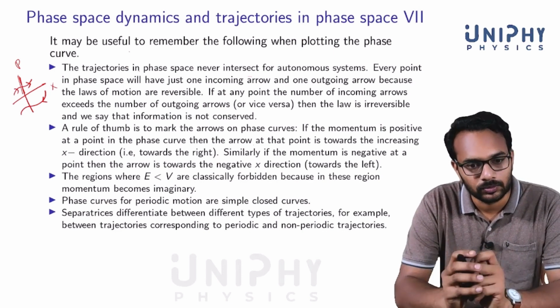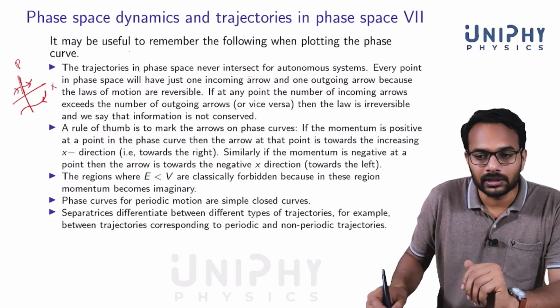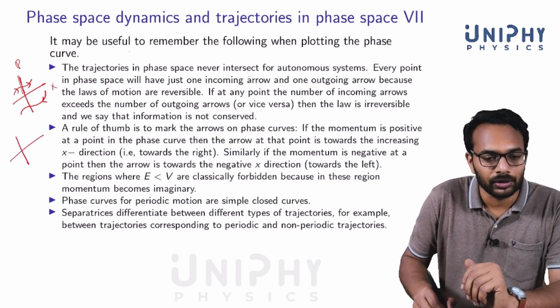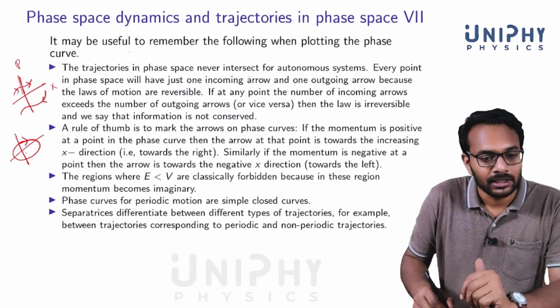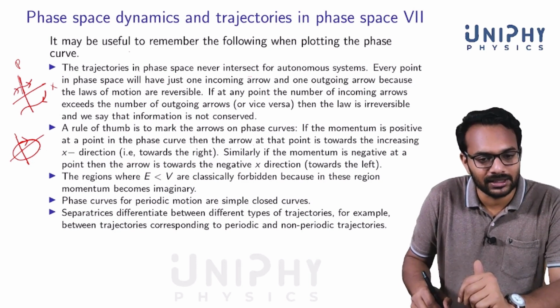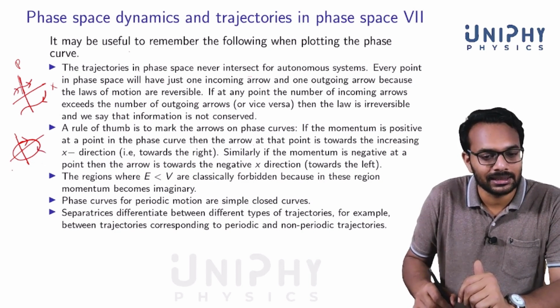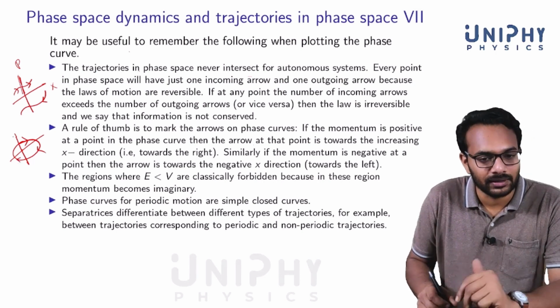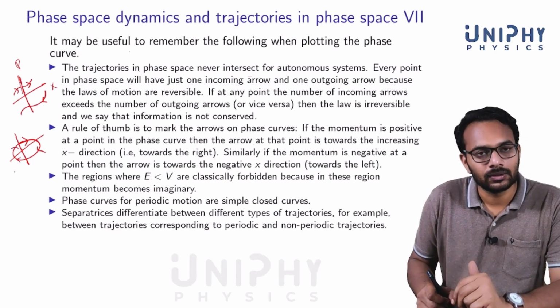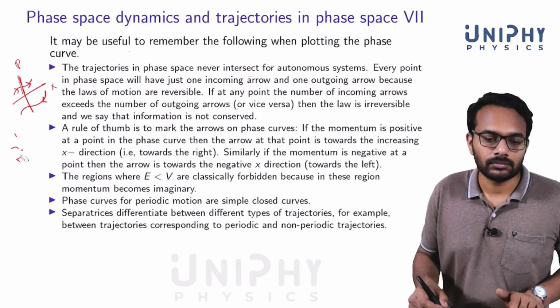This is true. So, for example, if you look at the simple harmonic oscillator, you see that the momentum is positive here, so the arrow is towards the positive x direction. The momentum is negative here. This is the 0 point. Momentum is negative in this quadrant, so it's towards this direction, left. And here again it's negative, so it's towards the negative x direction, like that. So that's how it is.